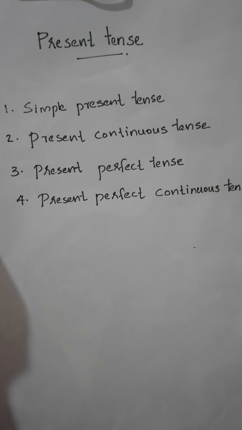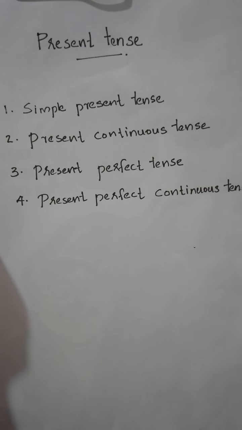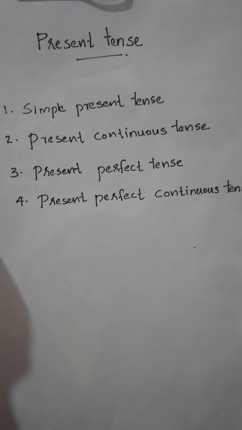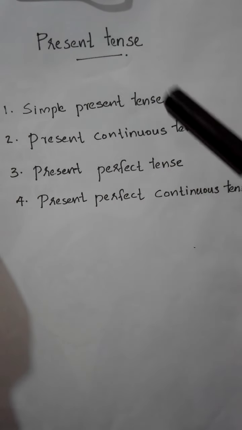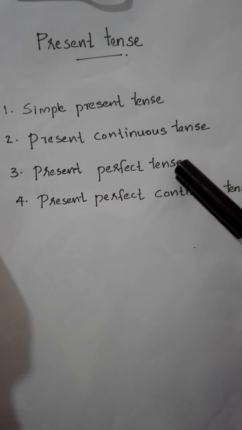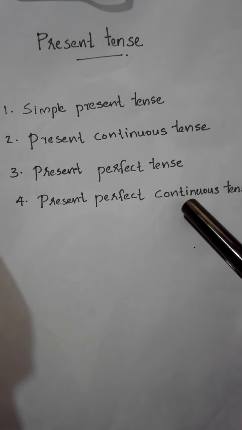Move to present tense. Okay. So here you can see the four divisions of present tense. Which are the four divisions? Simple present tense, present continuous tense, present perfect tense, and present perfect continuous tense.